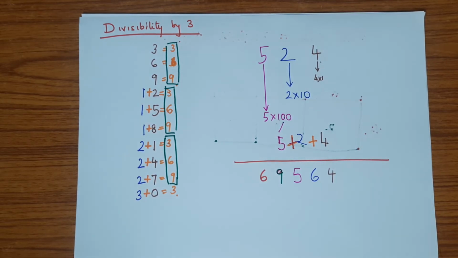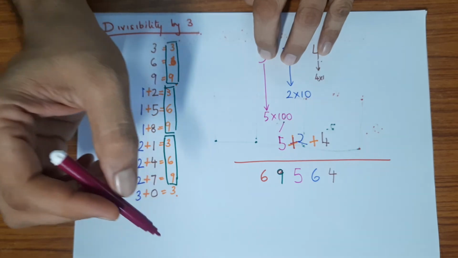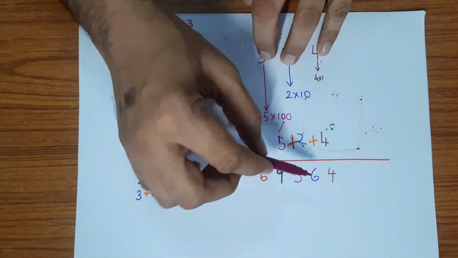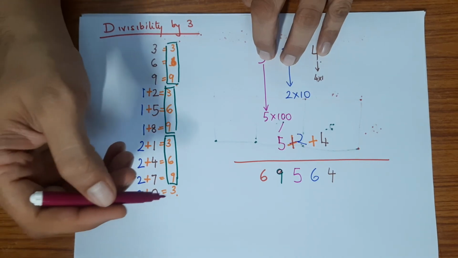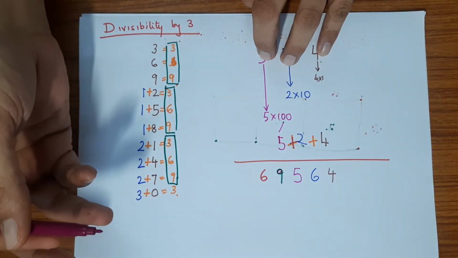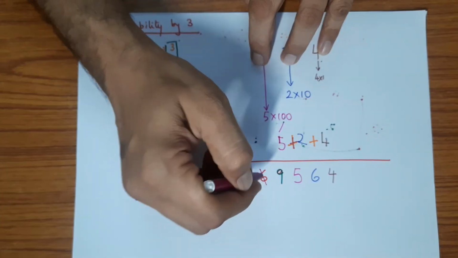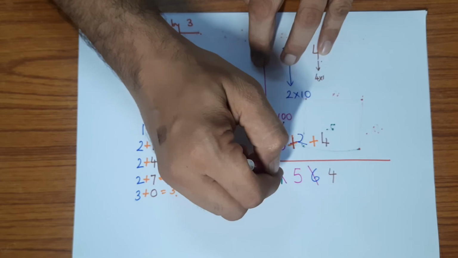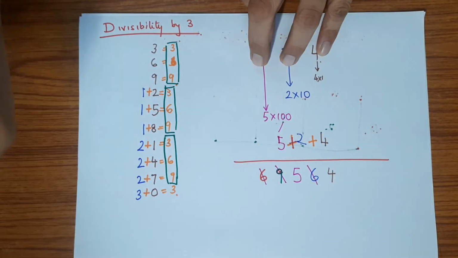So just one note on a shortcut that's available: let's say you have a large number, 69,564. Generally children would add up all the digits. Now that's not necessary, because the numbers 6, 9 and 3 are already divisible by 3. So when you are adding the digits, you can skip all of these, and you can just add 5 plus 4, which is 9. This number is divisible by 3.